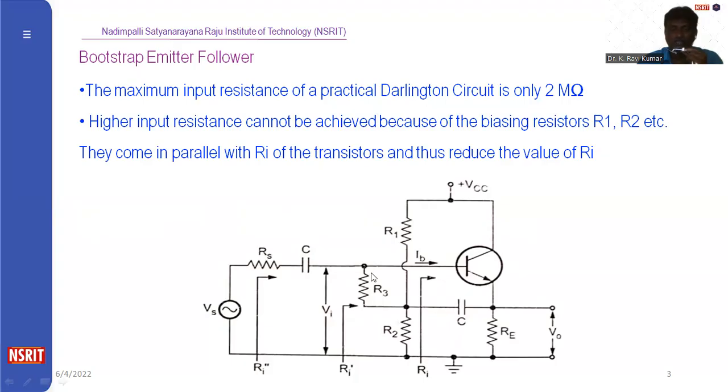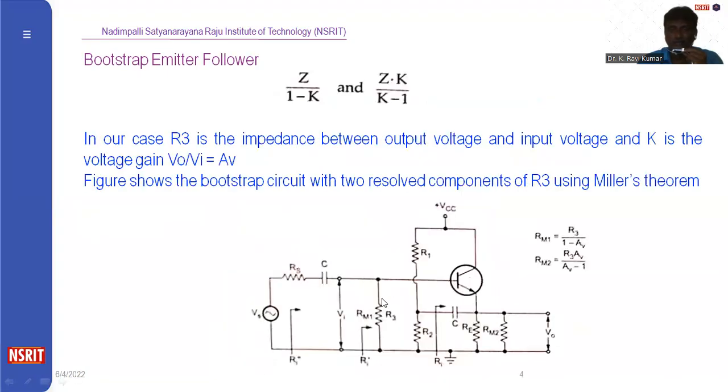And this R3 resistance is connected to the base resistance as well as the RE resistance. Okay, this will be a combination from input to the output. By using Miller's theorem, we can divide this R3 into RM1 as well as RM2. Miller's theorem says that if an impedance Z is connected between the input and output, with gain K, the same effect is obtained if Z is replaced with Z1 at the input side, where Z1 is equal to Z by 1 minus K. At the output side, Z2 is equal to Z into K by K minus 1.